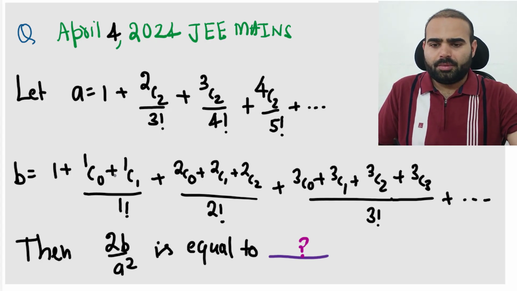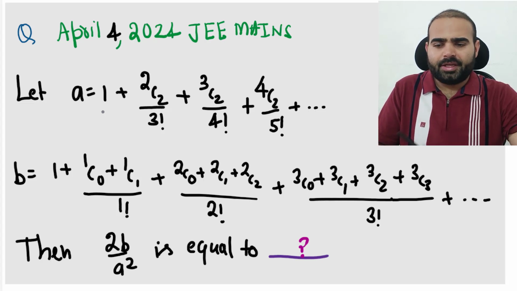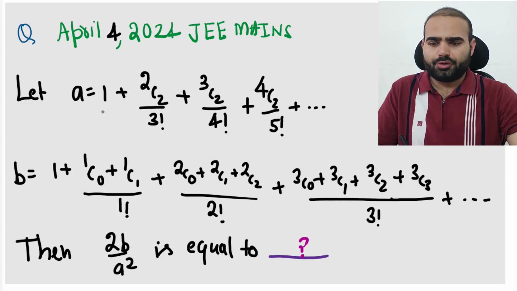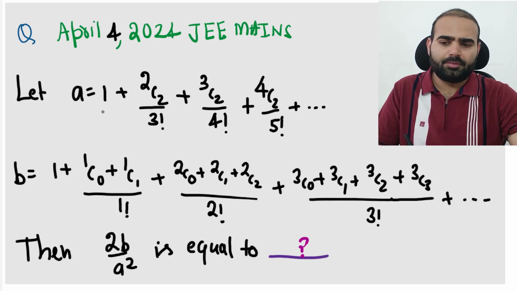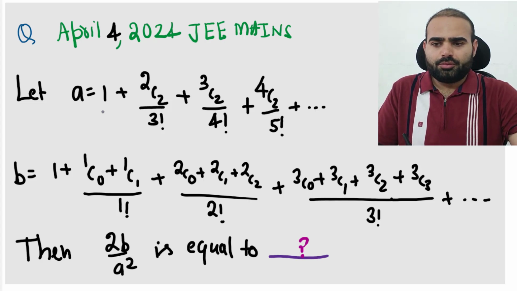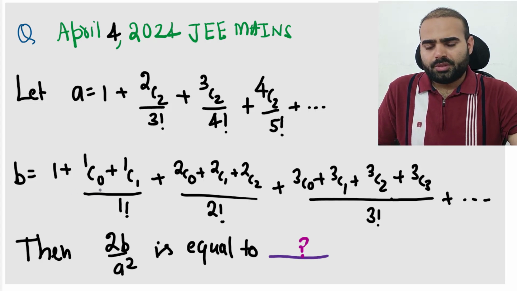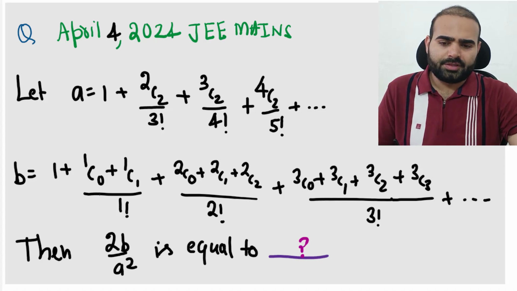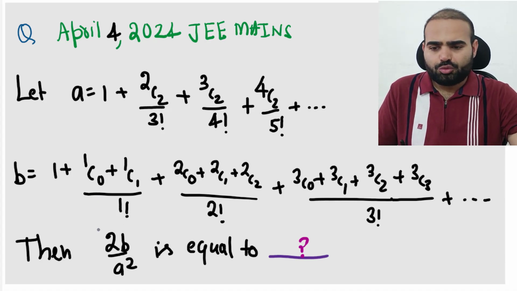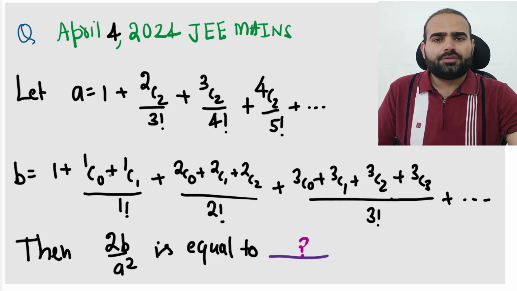So you can see the problem here. Let A be... This is actually a JEE Mains 2024, 4th April problem. A is given as 1 plus 2C2 upon 3 factorial plus 3C2 upon 4 factorial, like that. And B is given as 1 plus 1C0 plus 1C1 upon 1 factorial plus 2C2, like that. So they are just asking for 2B upon A square, right? So let's do this problem.